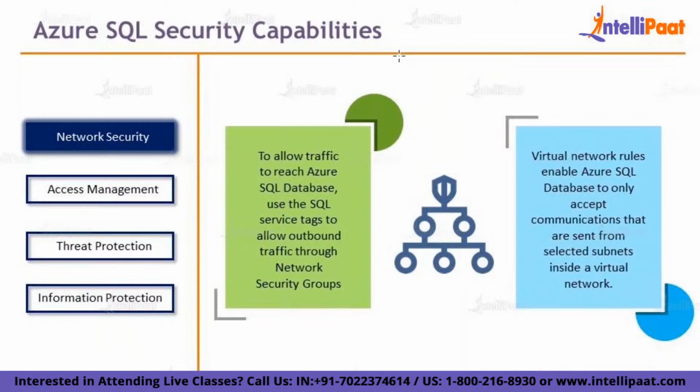Virtual network rules enable Azure SQL database to only accept communication that is sent from selected subnets inside a virtual network. So you see that the first layer of security that I have given is that you cannot access the Azure SQL outside of the VNet. The second thing that I can do is, inside the VNet also, I can create multiple subnets, and I can say that only these three subnets can access the Azure SQL. So you have that granular server security from Azure SQL.